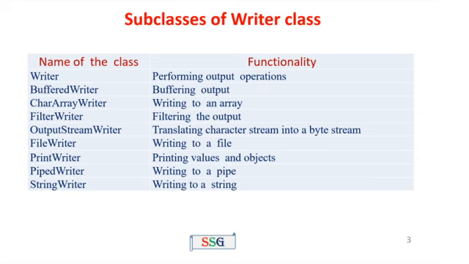The first class is Writer, performing the output operations. Then BufferedWriter, buffering the outputs. Buffering means it is mainly used for storing temporary data. CharArrayWriter, writing to an array variable. Next, FilterWriter, filtering the outputs. If you want to remove some contents, we have to use the FilterWriter. OutputStreamWriter, translating a character stream into a byte stream. That is character stream to byte stream.